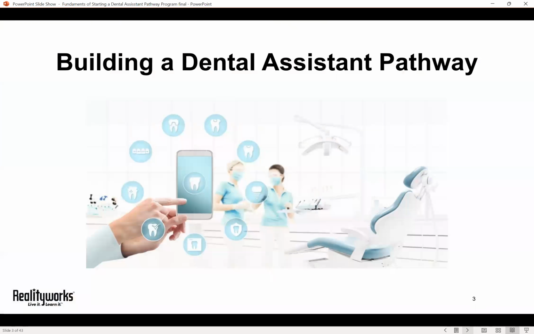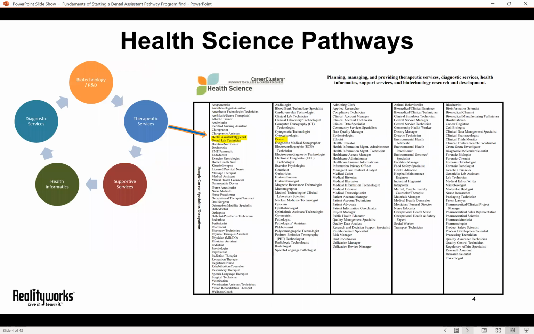So, how do you build a dental assistant pathway? Well, when you begin, there are many different places you can start and a whole lot of resources you can go to. So we're going to take a look at the pathways, first of all, that really pertain to the health science career cluster. And you can see that something like a dental assistant course of study will fall squarely within that therapeutic services pathway.